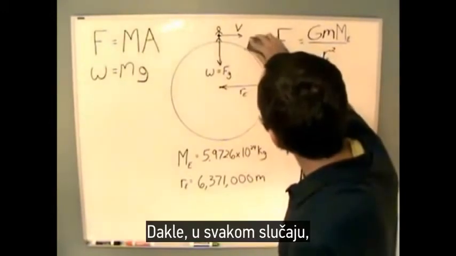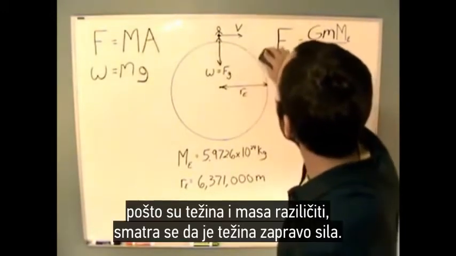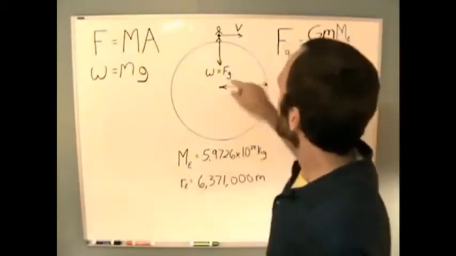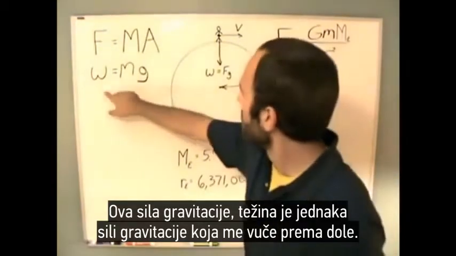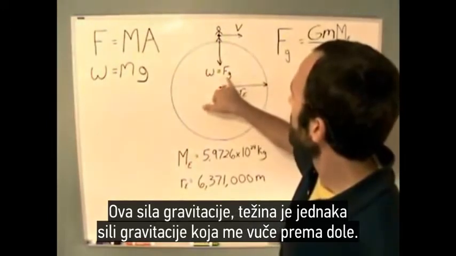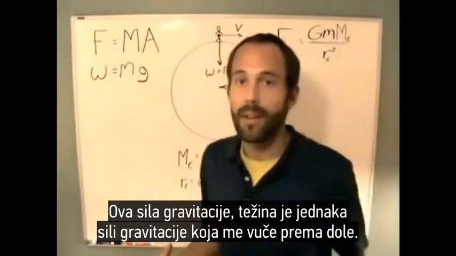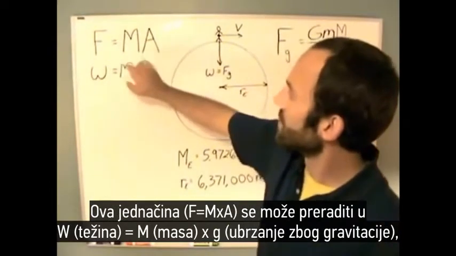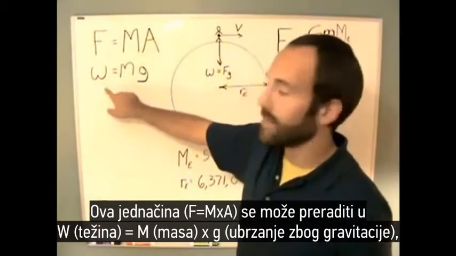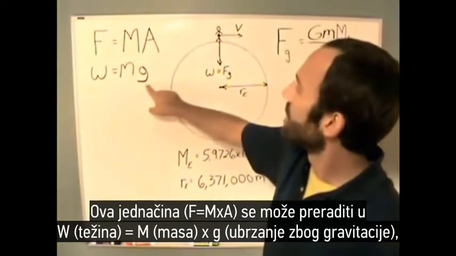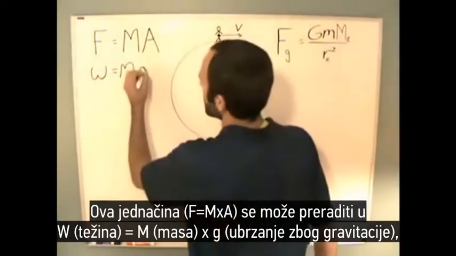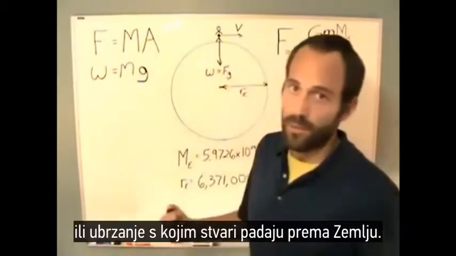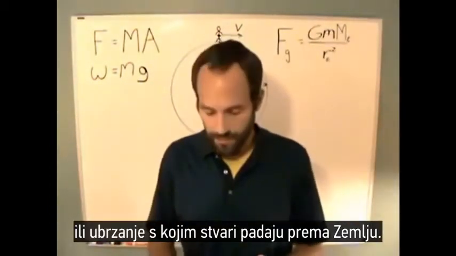So anyway, since weight and mass are different, weight is actually considered to be a force. This force of gravity, we have weight over here and weight here, weight is equal to the force of gravity pulling me down. So this equation, F equals ma, can be rewritten as weight is equal to mass times little g. And little g is considered the acceleration due to gravity, or the acceleration at which things fall towards Earth.